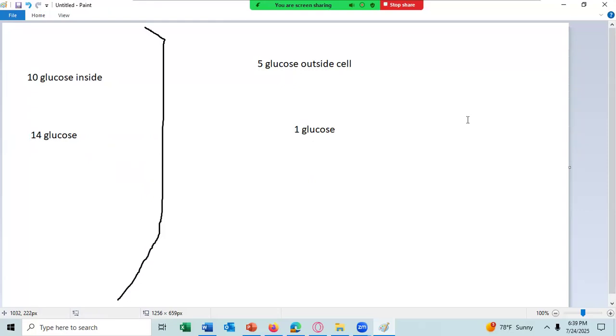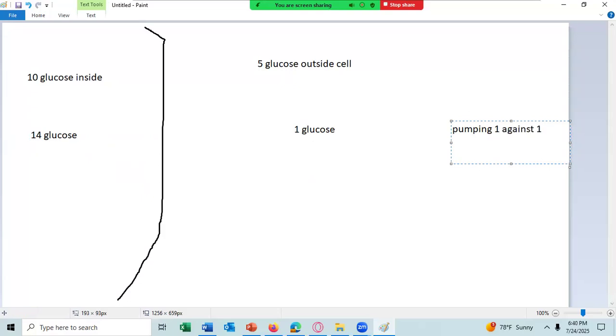So the concentration gradient is 1 outside, 14 inside. So that concentration gradient is very steep. Pumping 1 against 14, assuming they're all moved by active transport. So this is by active transport, I guess I should say that.